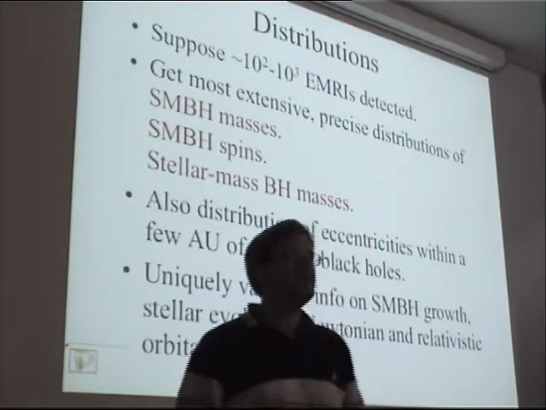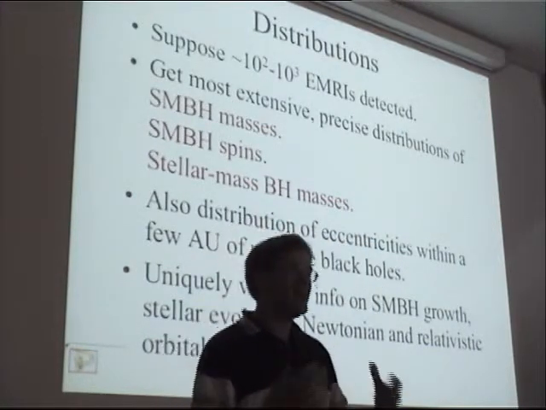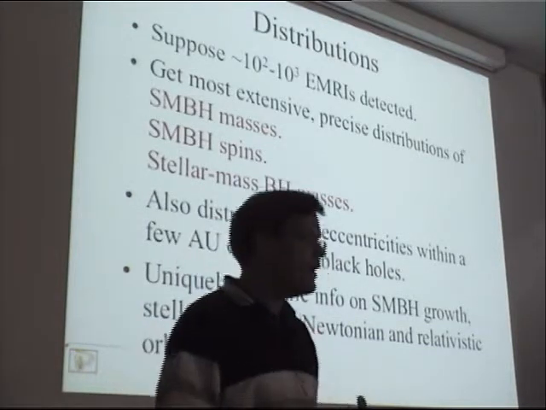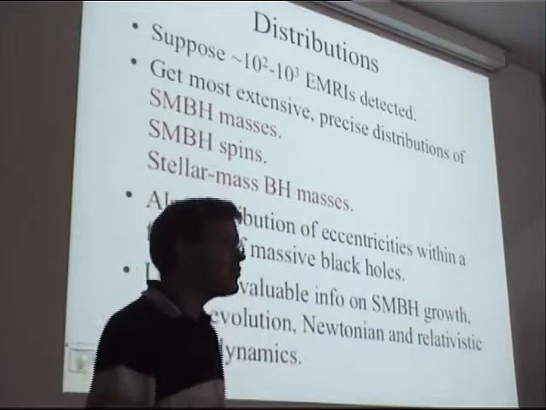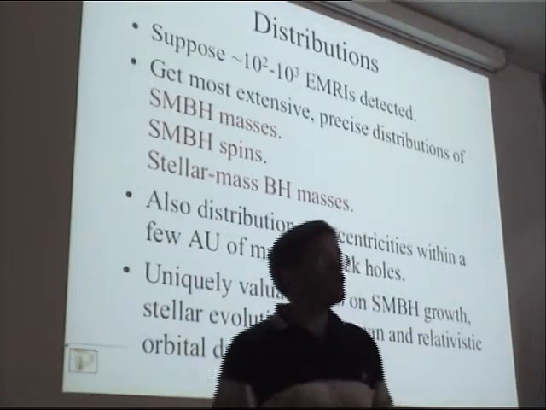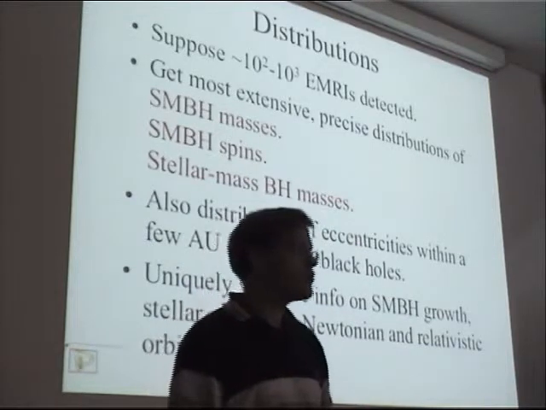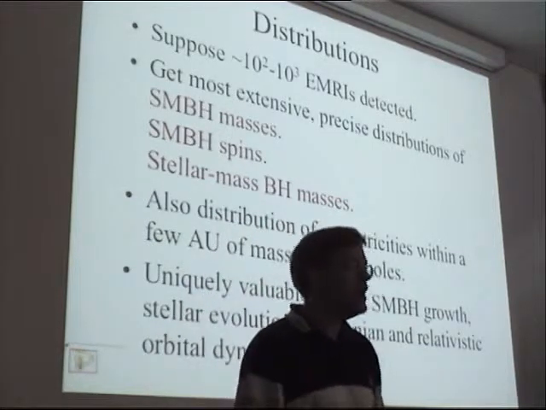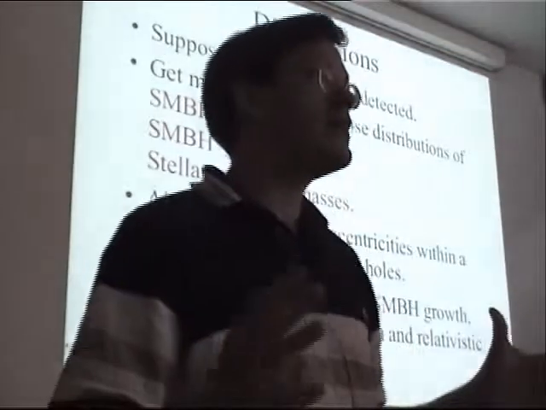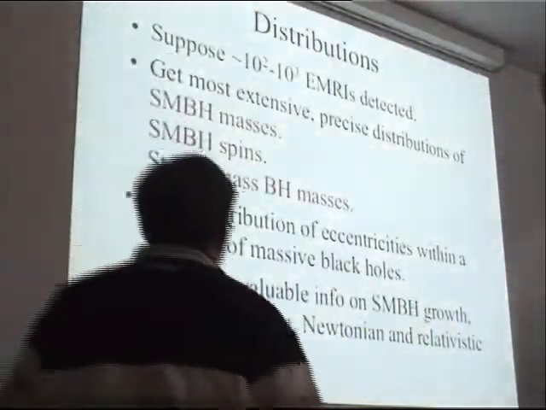So together, these distributions certainly contain or encode information. It is uniquely valuable on the growth and evolution of supermassive black holes, stellar evolution at the high mass end, and also not just Newtonian, but as we have heard today and in other talks, relativistic orbital dynamics, post-Newtonian, for example, at the high level. And so this is quite important.